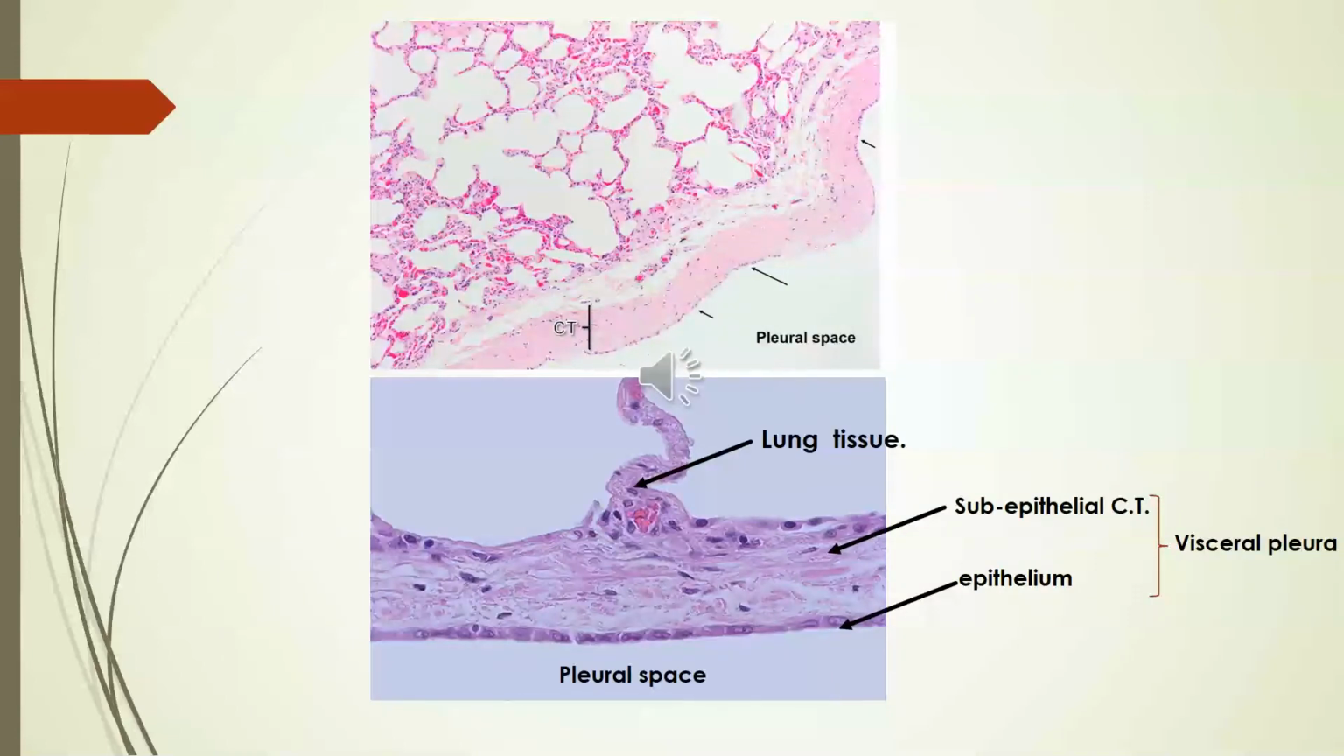Both slides represent the pleura, the visceral layer of the pleura attached to the lung parenchyma. Here we can find the epithelium and the subepithelium or mesothelium, simple cuboidal epithelium, and some connective tissue in pink color. The lower one is a higher magnification of the upper one. We can see the cuboidal epithelium and the connective tissue continuous with the lung parenchyma.